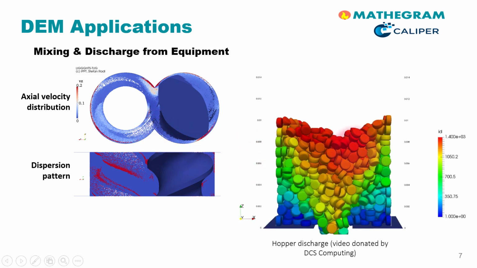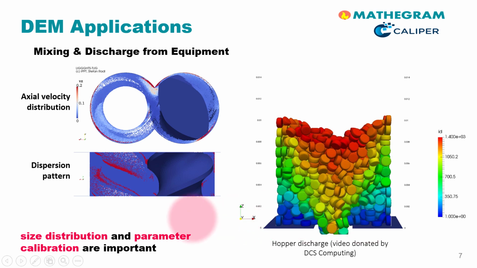On the right, you see a DEM simulation of flowing cylinder-shaped particles. They are just about to exit a hopper. This is of fundamental interest as well as relevant for packaging applications, for example. In these applications, the size distribution of particles can be important. More on this later, as well as a proper set of parameters. Hence, calibration is typically used, as you should have already learned in our previous course.